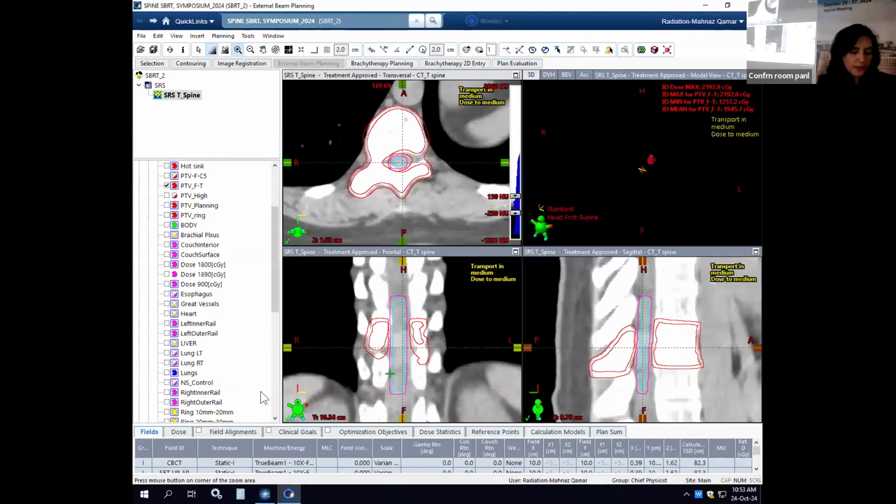So in this case, for spine, the PTV, because of the close proximity to the spinal cord, for the coverage we're allowed to have more than 90% of the PTV covered by 99 to 100% of the prescription dose. And for the PTV, as per the protocol, we can have down to 80% of the volume being covered by the prescription isodose.